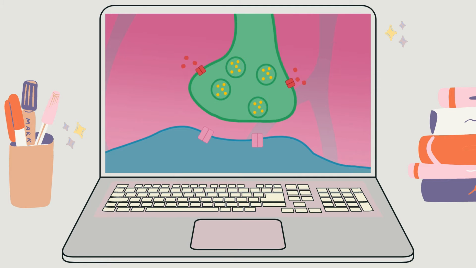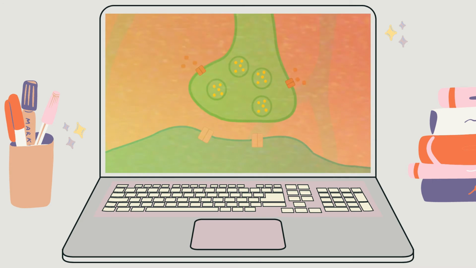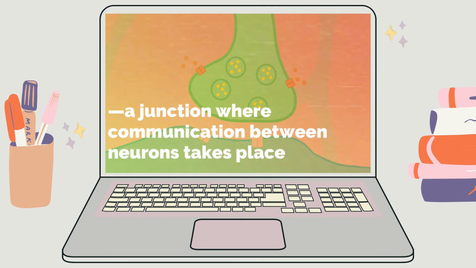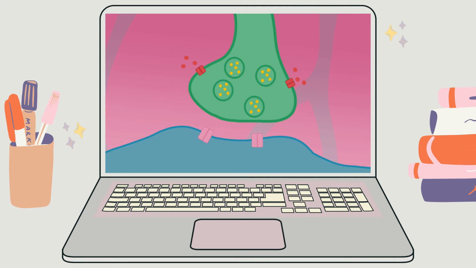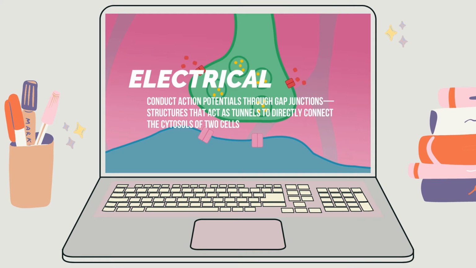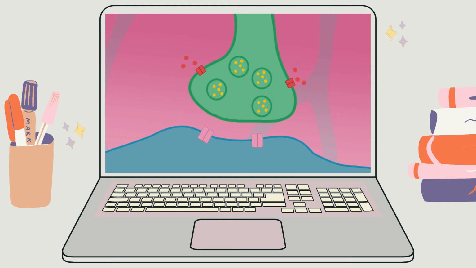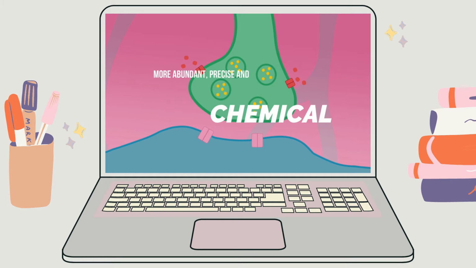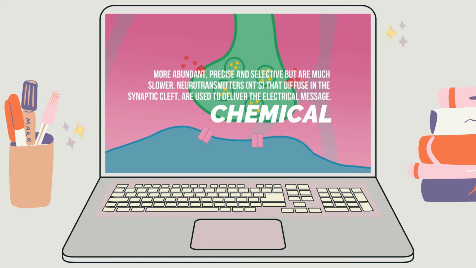Once the electrical signal travels to the end of the axon, it reaches the synapse, a junction where communication between neurons takes place. There are 2 types of synapses, electrical and chemical. The much less common electrical synapses conduct action potentials through gap junctions, structures that act as tunnels to directly connect the cytosols of 2 cells.